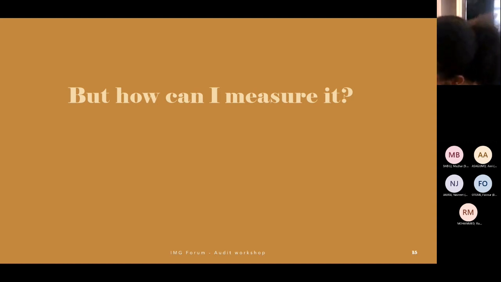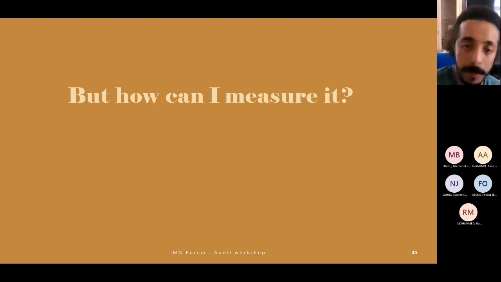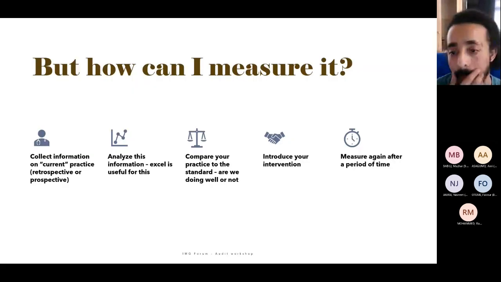The next thing I wanted to talk about is actually how to measure it, because that's the bulk of the work. How do I measure this practice and whether it's actually meeting the criteria or not? So to measure it, what you want to do is collect information on what we're currently doing. Going back to the same example about the laxatives, we look at the drug charts in the past 2 weeks, for example. So we can look at something that we actually have been doing before the intervention. And you analyze this information. I'll show you how to analyze and how to use Excel, but Excel is very, very useful for that because you can use formulas and so on to actually get an accurate analysis.